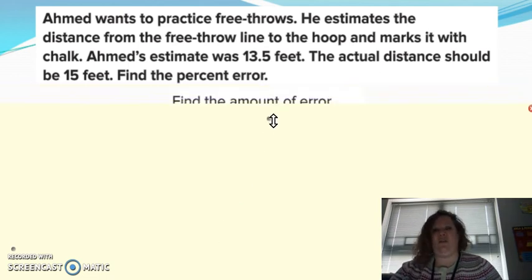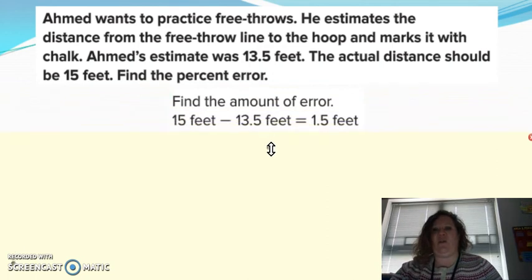However, we are going to do the exact same steps. We are going to find the difference between the actual amount and what the estimate was. The actual amount was 15. Ahmed said it was 13.5 feet, which gives us a difference of 1.5 feet.